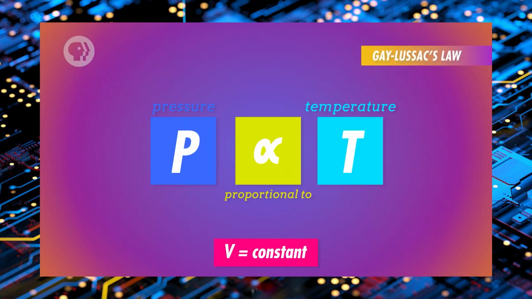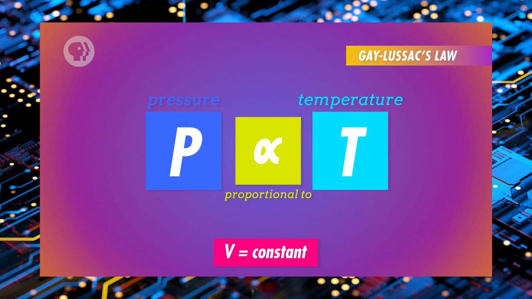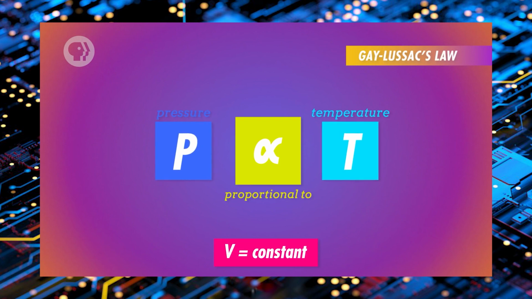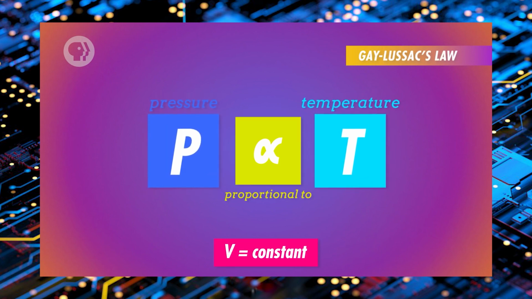So far, we've talked about how the properties of an ideal gas relate to each other when you hold the temperature constant and when you hold the pressure constant. So you can probably guess what the third law is for. It's called Gay-Lussac's law, and it says that if you increase the temperature of a gas while holding the volume constant, the pressure of the gas will go up, and vice versa.